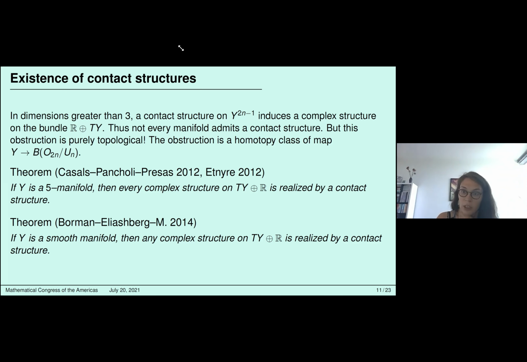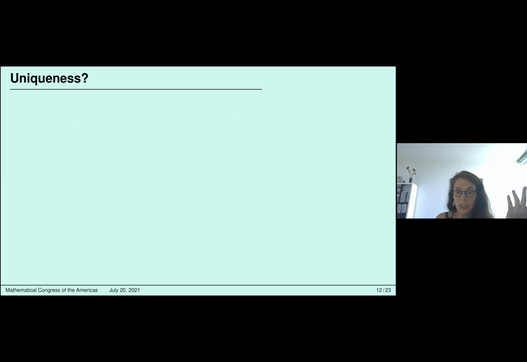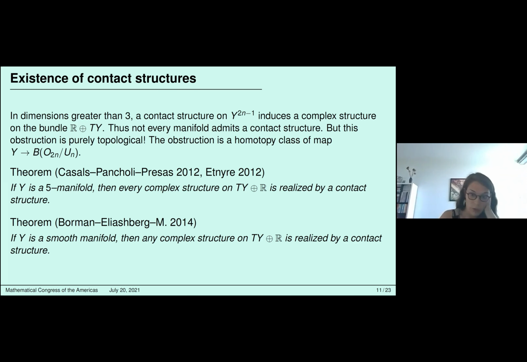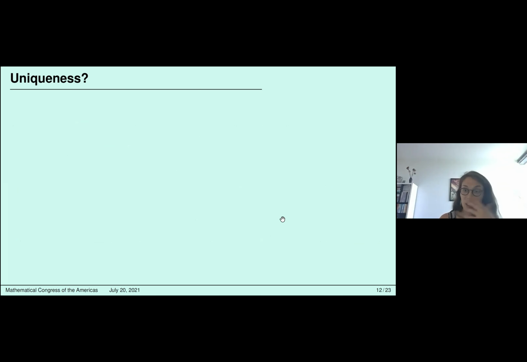All right, great. So now something I want to talk about is uniqueness. So this is an existence result, right? Given any topological type. Notice all the input here is a smooth manifold and a complex structure up to homotopy. So that's all topological input, but it's giving geometric output, which is a contact structure. Now that's an existence result. What can we say about uniqueness?